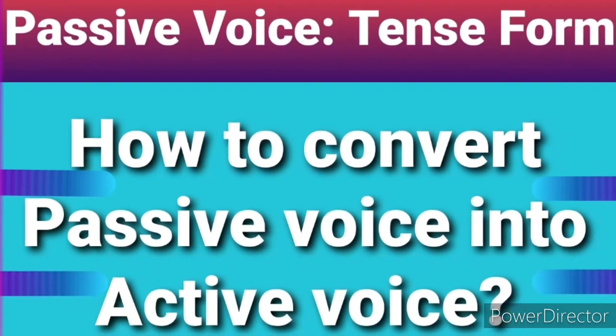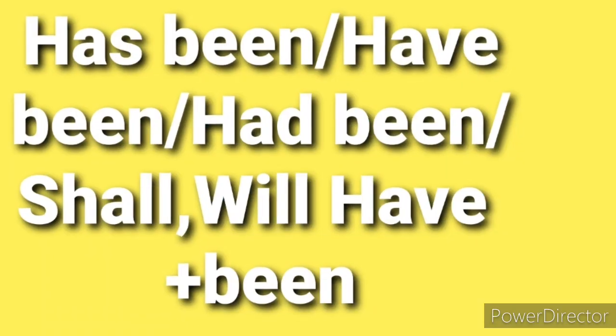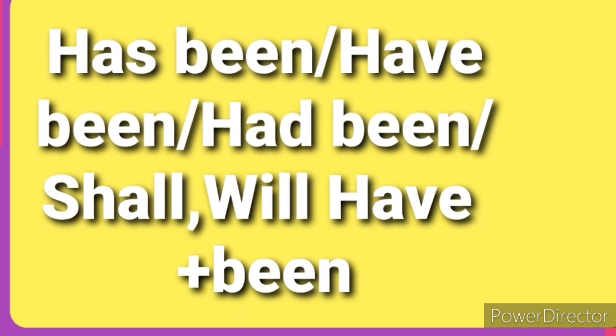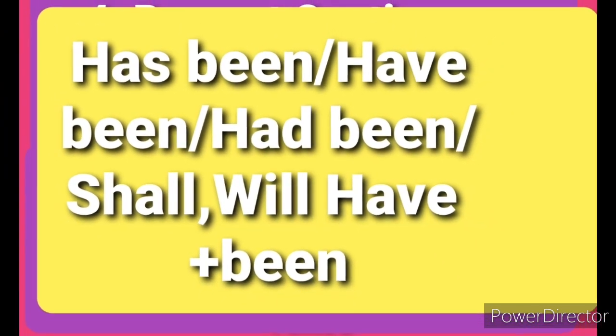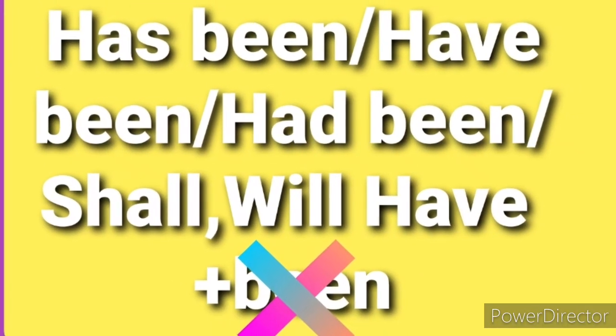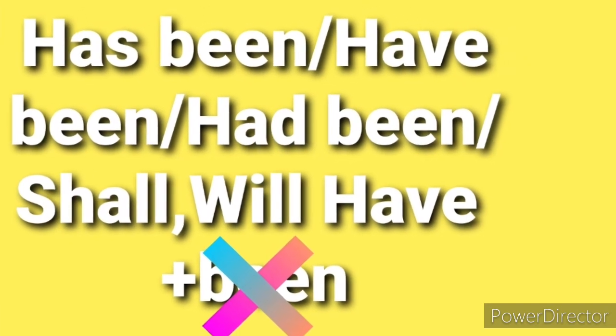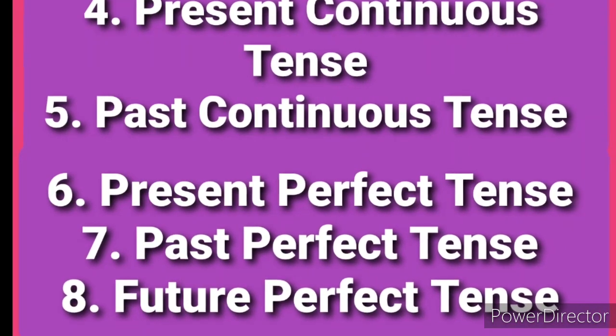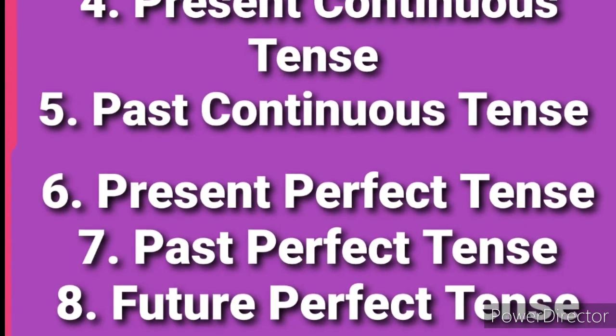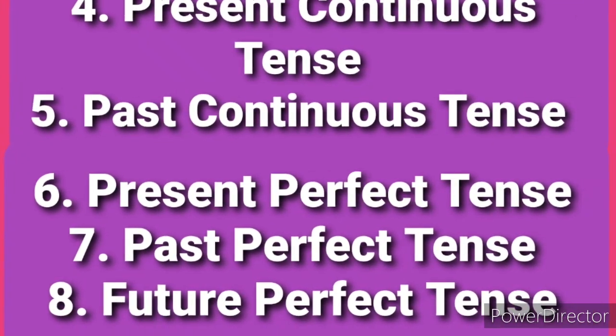If in the sentence there is has been, have been, had been, will have been or shall have been, then what you are supposed to do is remove the been and then use the third form of the main verb. So all the 3 tenses, the present, past and future perfect tenses, we have studied. Now how many are left? 5.